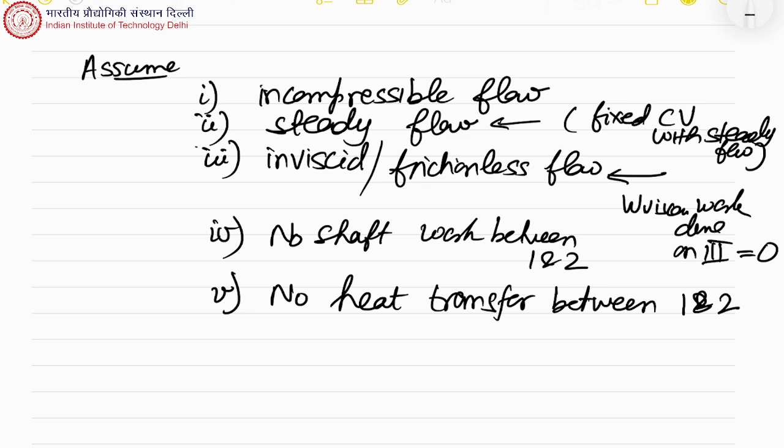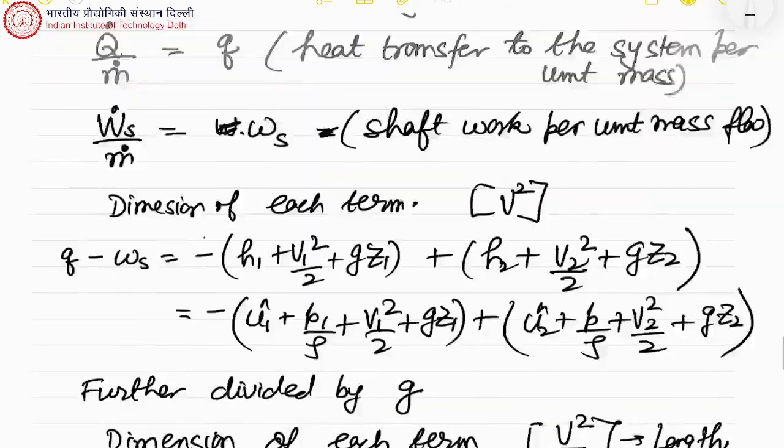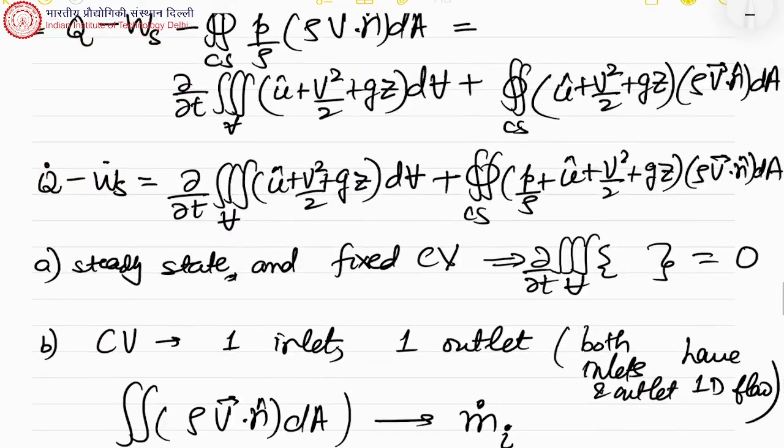What was our equation? Our equation was this. Now, on this control volume, the way we have chosen, there is only one inlet, one outlet. So we will use this form, the one inlet, one outlet. Q dot has become 0. We have assumed no heat transfer, no shaft work, so that also becomes 0. Steady flow with a fixed control volume, d by dt is 0. Now there is one inlet and one outlet.